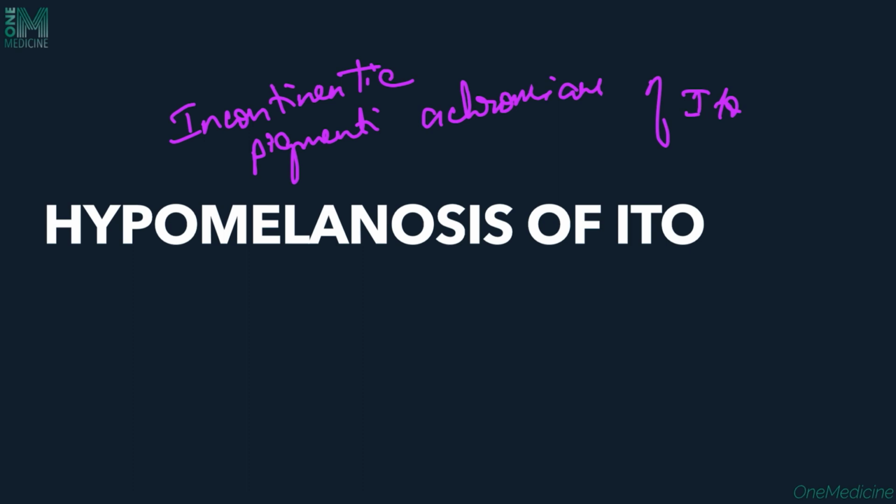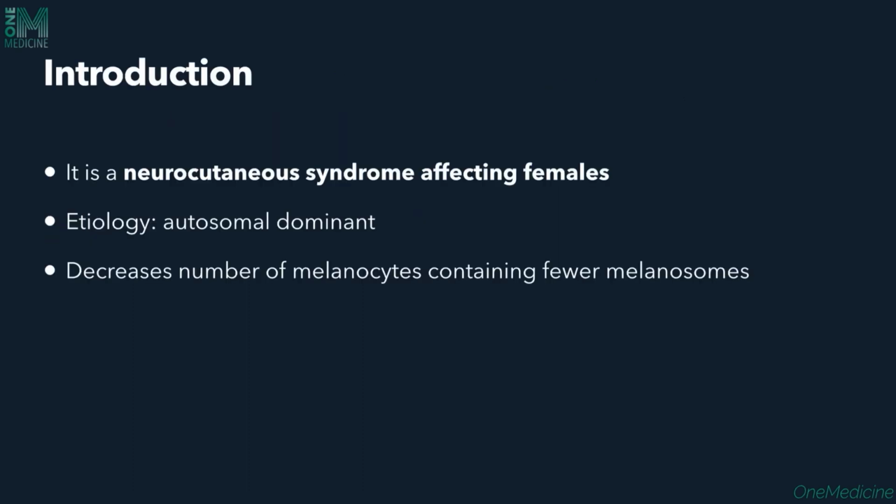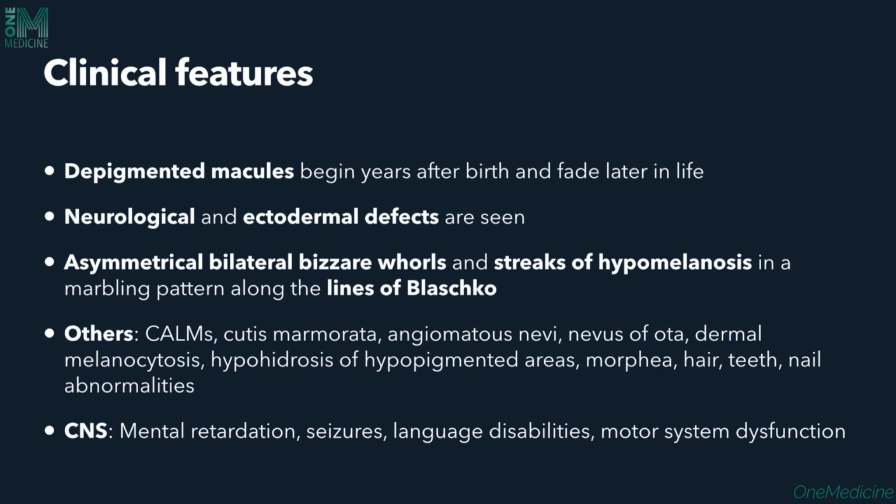So this is the synonym for it. It's a neurocutaneous syndrome with females who are affected, autosomal dominant, with a decreased number of melanocytes containing fewer melanosomes. So depigmented macules will be present, which appear years after birth and fade in later life. Neurological involvement along with the ectodermal defects will be present here.